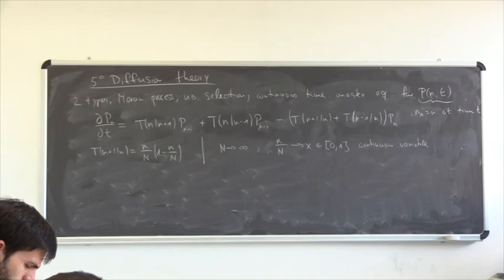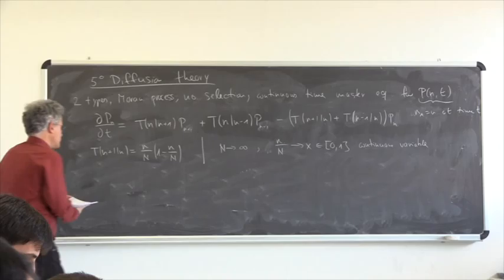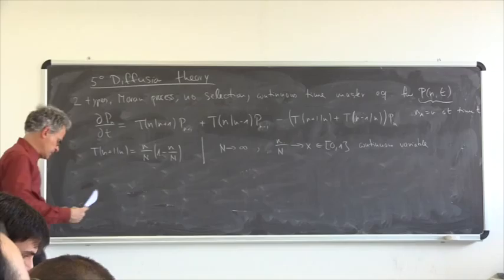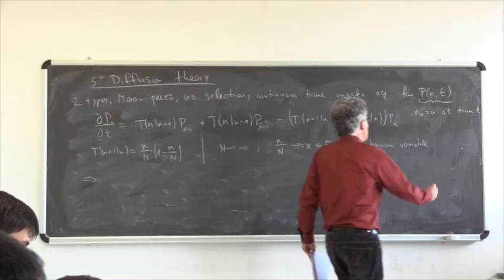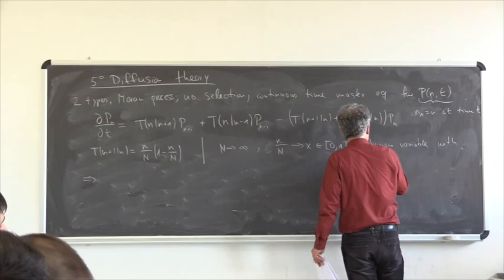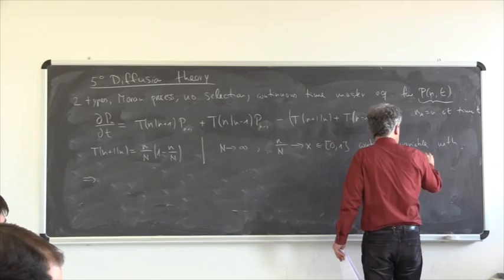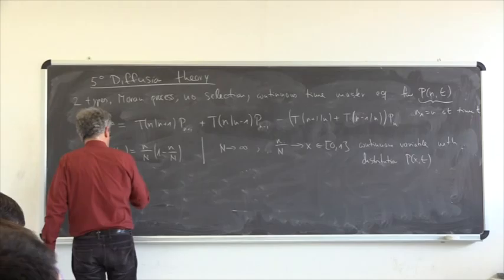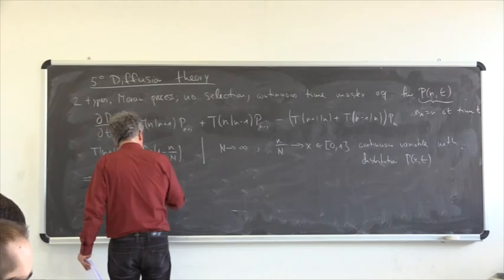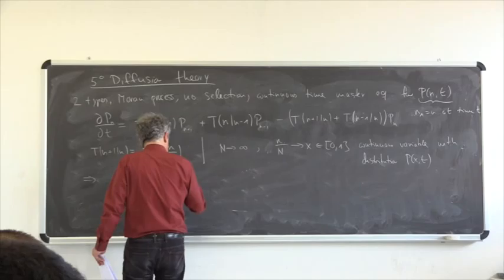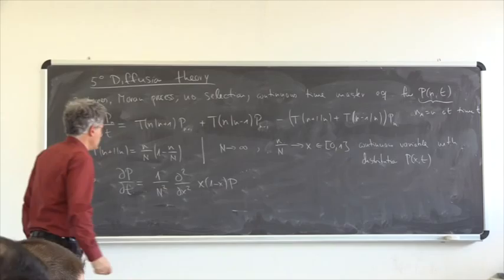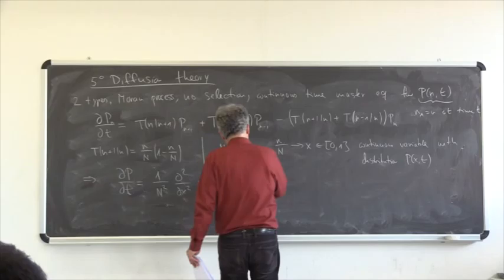This is rather straightforward. You just have to do a Taylor expansion of these different transition rates. And what you get is the following. To leading order, this will now have a distribution P of x and t, and what you get is the following equation. It turns out the leading order term is 1 over N squared in this model. And then you have this very characteristic diffusion term, which looks like this. And the higher order terms are of order 1 over N cubed.